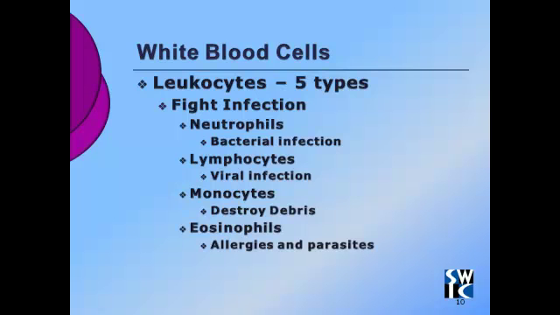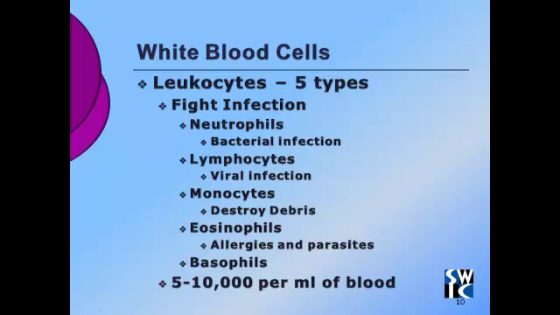The granules of the eosinophil contain chemicals which are active in allergies and also help to fight off parasitic infection. Although in this area of the country, we don't have a whole lot of parasites. Basophils are active in the tissues as mast cells. They release histamines. There are approximately 5 to 10,000 white cells per milliliter of blood, and they live anywhere from a few hours to a few weeks after release from the bone marrow.